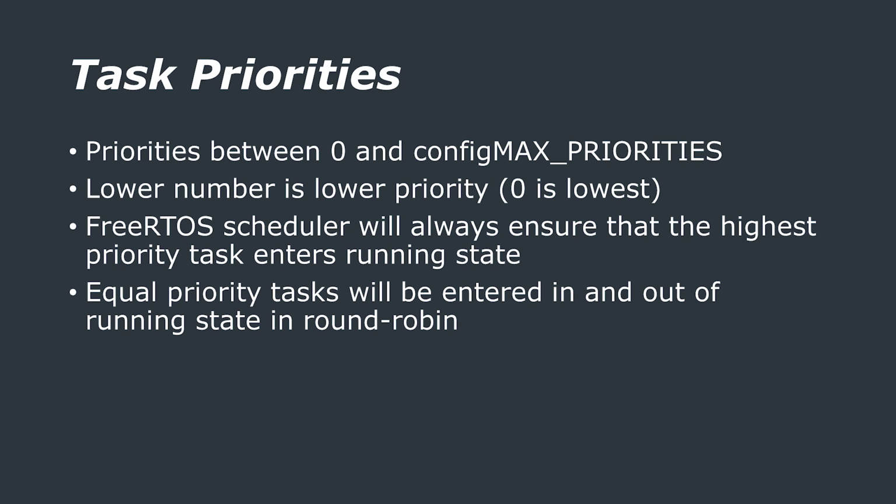The idle task's responsibility is freeing memory allocated by the RTOS to tasks that have already been deleted. The FreeRTOS scheduler will always ensure that the highest priority task that is able to run is the task selected to enter the running state from the ready state. Where more than one task of the same priority is able to run, the scheduler will transition each task into and out of the running state in a round-robin fashion that we described earlier.